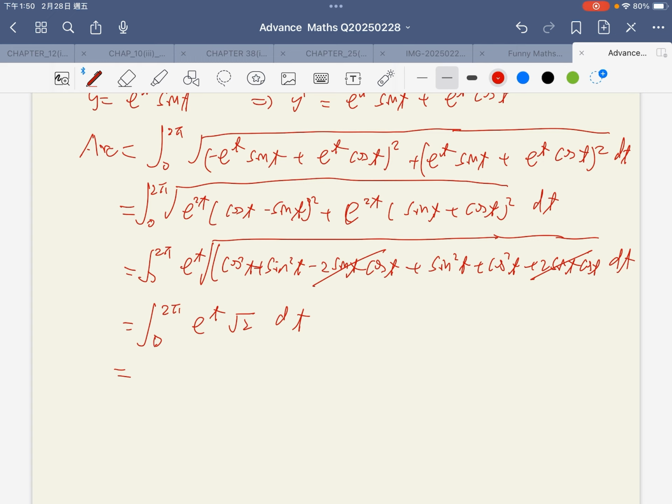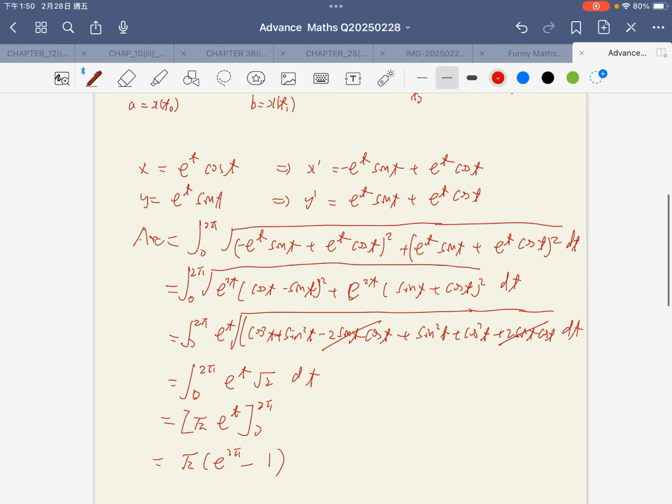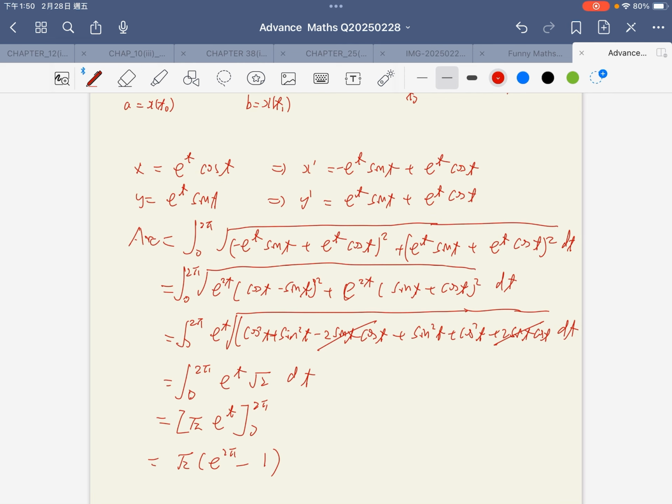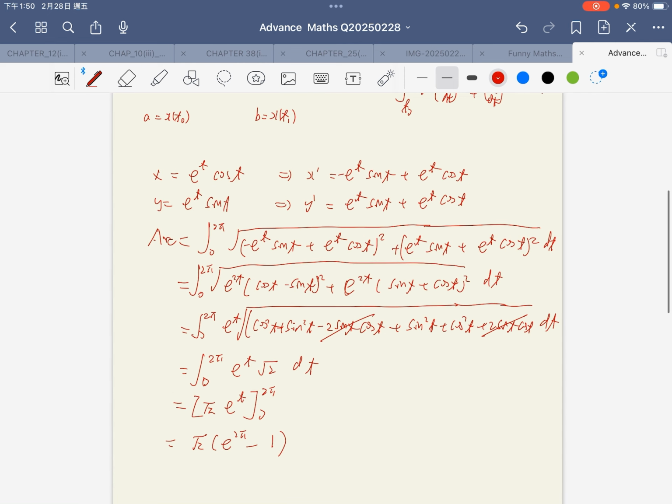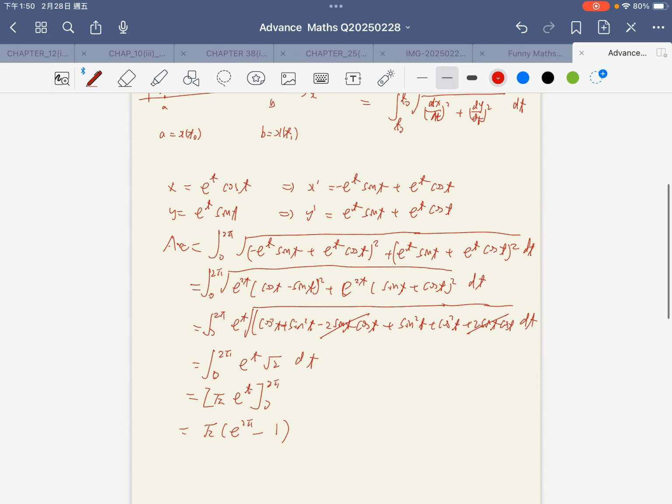Only e^t. Okay, square root of 2 times e to the power t, and then put in the value 2 pi: square root of 2 times (e to the power 2 pi minus 1). This is the arc length of this spiral curve in the range of 0 to 2 pi. I hope you can enjoy this video and know how to calculate the arc length of a parametric curve.